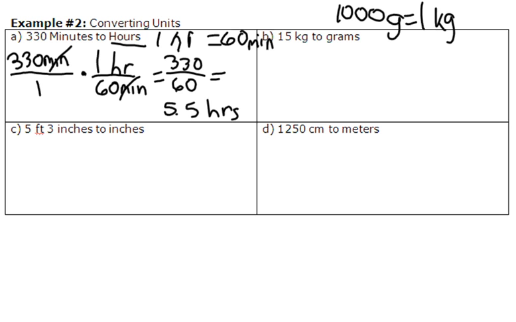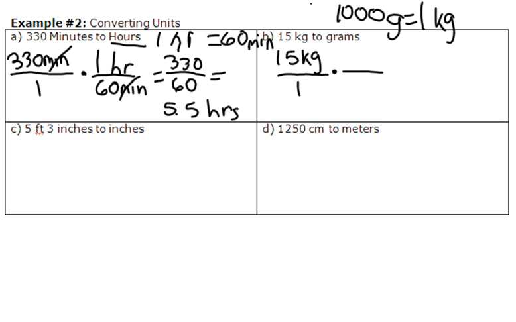So I'm starting with 15 kilograms. So I'm going to write that out. 15 kilograms. And I'm going to make that into a fraction, so I put it over 1. And I'm multiplying it by another fraction. So I use my conversion rate.